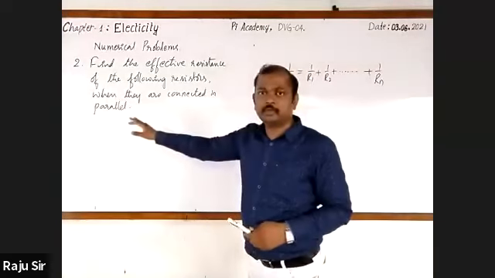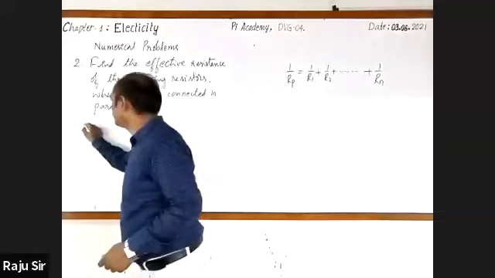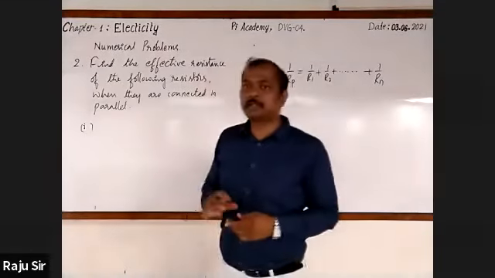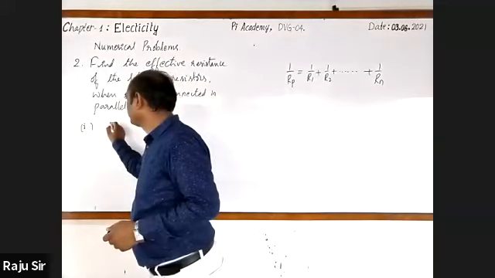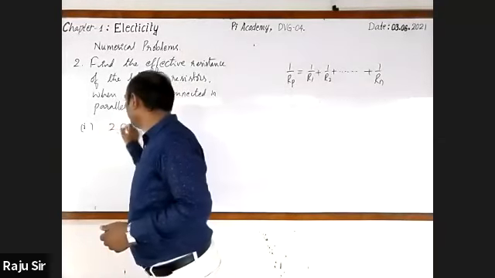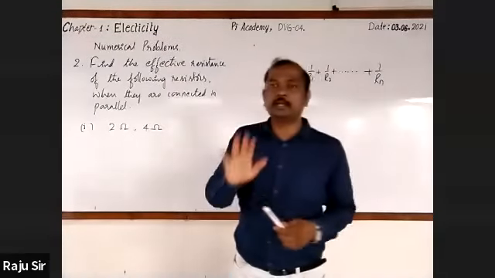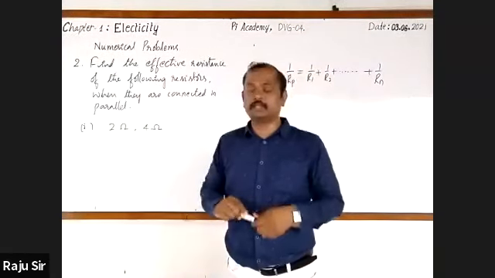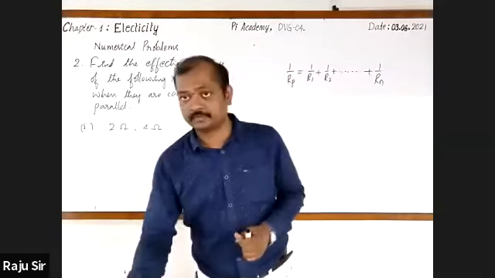Now let me give you some numerals. First one, very simple one. It is 2 and 4. These are the 2 resistors connected in parallel. We want the effective resistance.